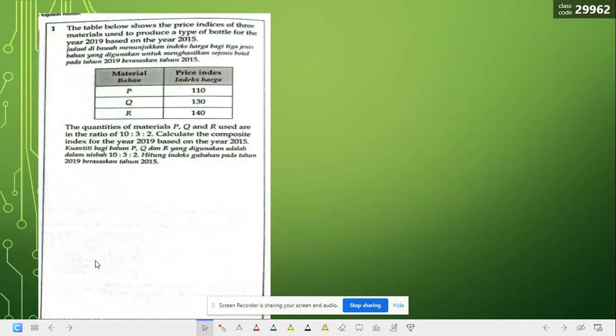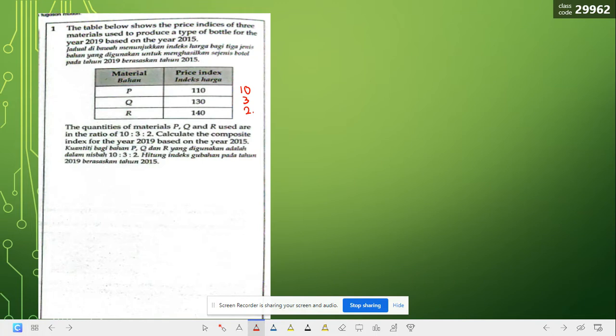So I show you another one. The question here says, the table below shows the price index for three materials used to produce a type of water for the year 2019 based on the year 2015. The quantity of the materials P, Q, R used are in the ratio 10 to 3 to 2. So P is 10, Q is 3, R is 2. Then calculate the composite index for the year 2019 based on the year 2015.